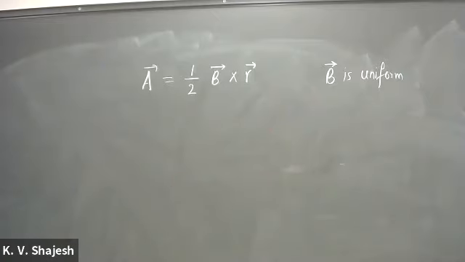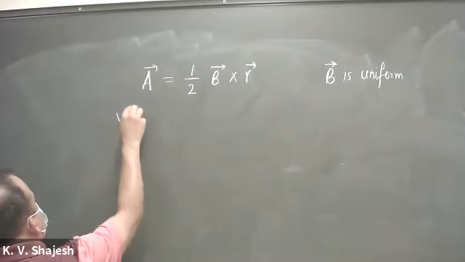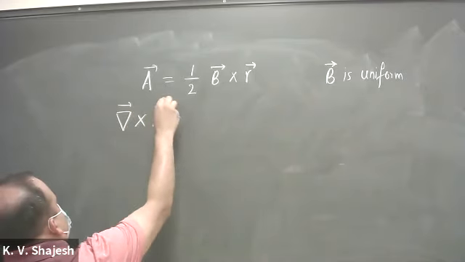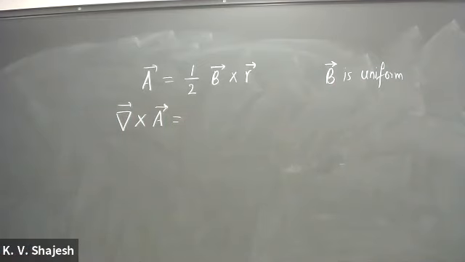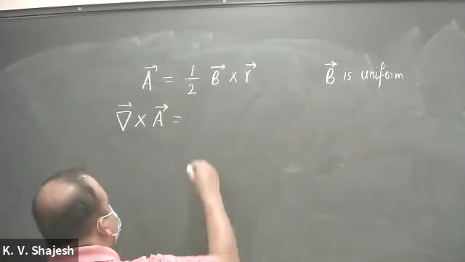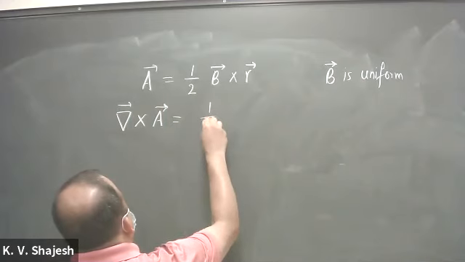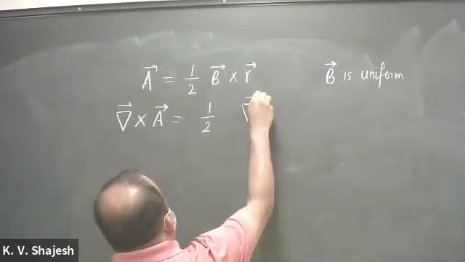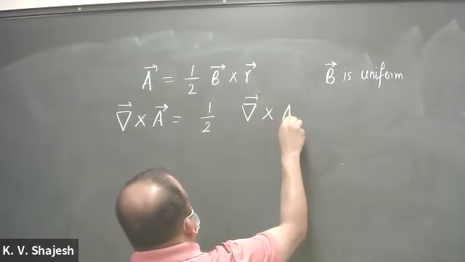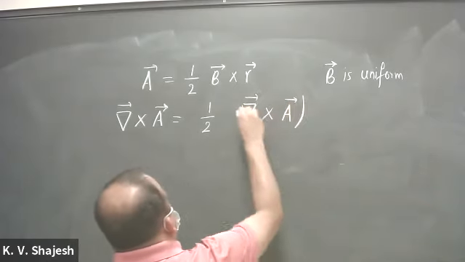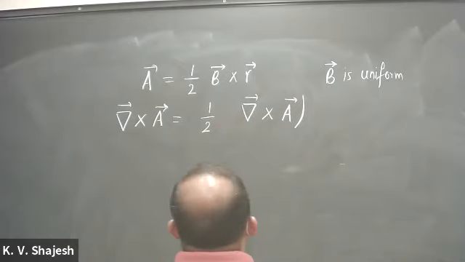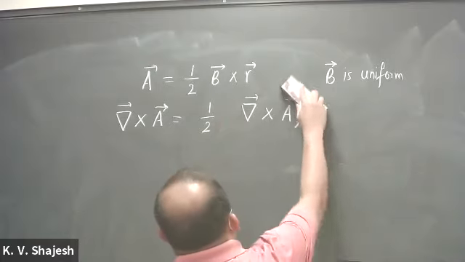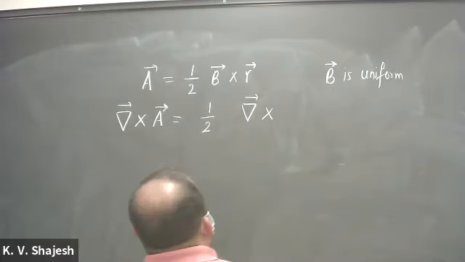And our goal is to find del cross A, so that this actually is equal to B itself. So let's see how this goes. This is 1/2 times del cross A. Del cross A is B cross R.